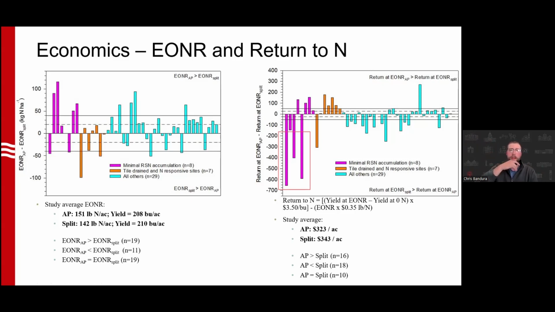So in a nutshell from this study, on average across sites, the timings are resulting in very similar yield, optimum N rates, and profitability. But we do need to be cognizant to call out these very poorly drained soils that are going to experience denitrification losses early in the season. And in our coarse textured soils, we can see a very clear picture that split applications are certainly advantageous.